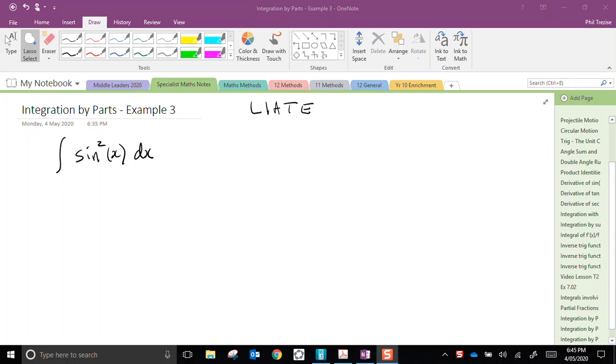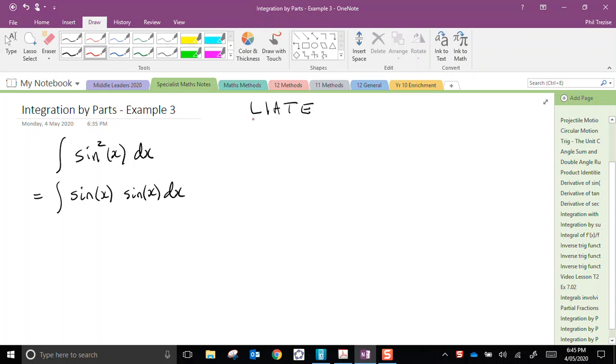Hi everyone, welcome back to another example of integration by parts. Now this time we have to be a little bit more cunning with how we're going to approach this one. So we have sine squared. Let's just write that explicitly as the sine of x multiplied by the sine of x dx.